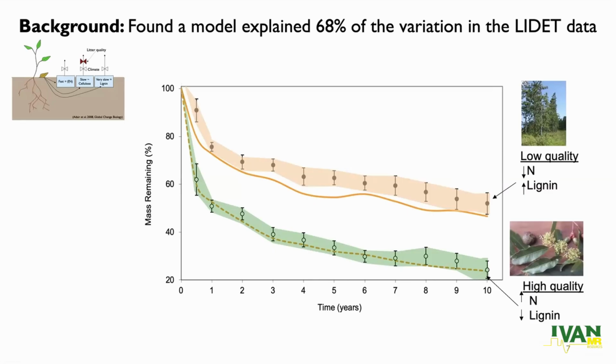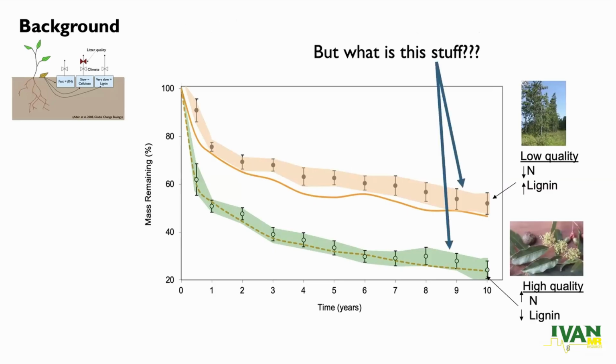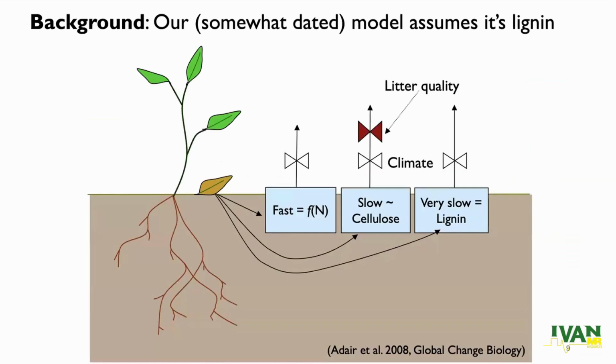But we can sort of predict how much is left, and we really don't know anything about what this stuff is, what is actually left after it has decomposed for 10 years. So that model that I was just showing you assumes that it's lignin. This is a sort of dated view of litter decomposition where we don't really account for any transformation. We just assume that lignin decomposes really slowly, so that's what's left.